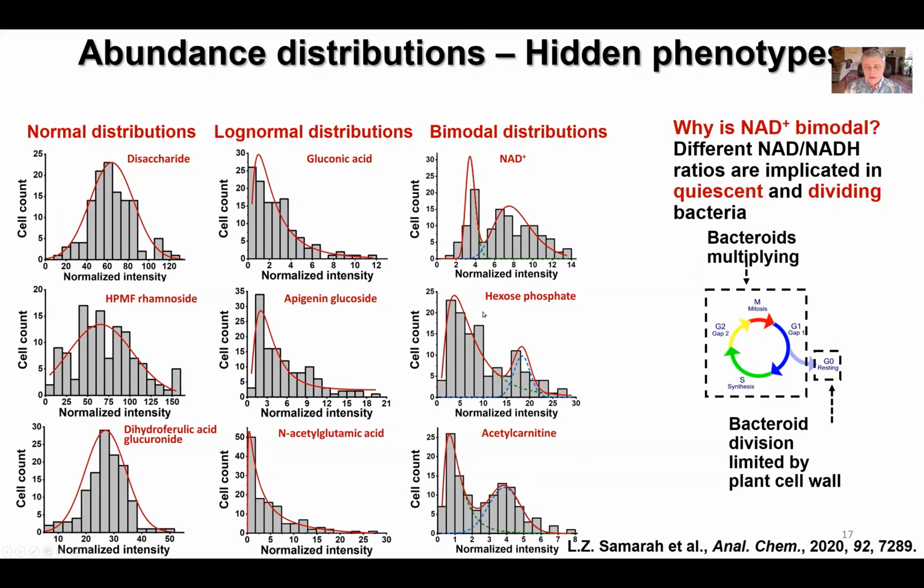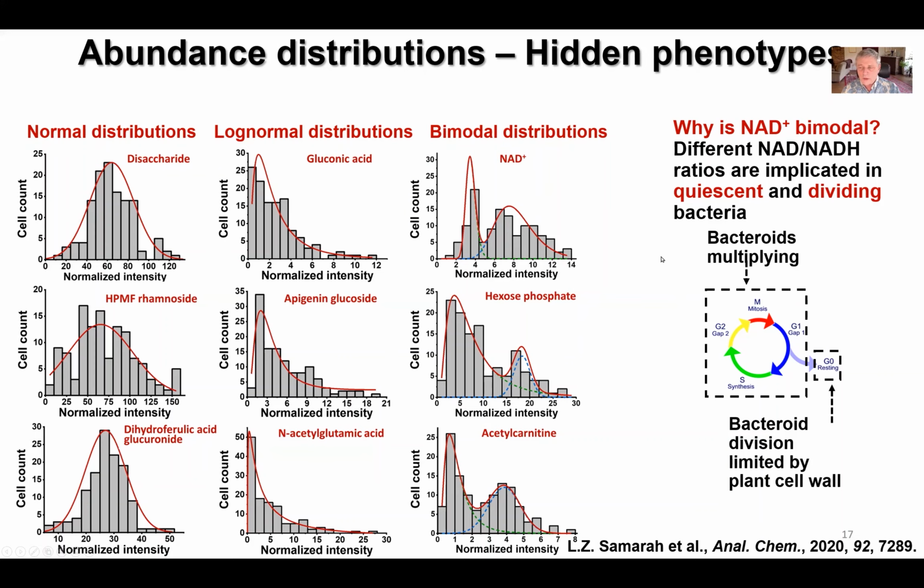When you construct the histograms, it's also clear that again you have cases with unimodal distributions. In this case, both normal and log normal distributions were observed, but in other cases we observed bimodal distributions. We were wondering what can be a reason behind these bimodal distributions in these infected cells. And we came up with a hypothesis for the case of NAD+.